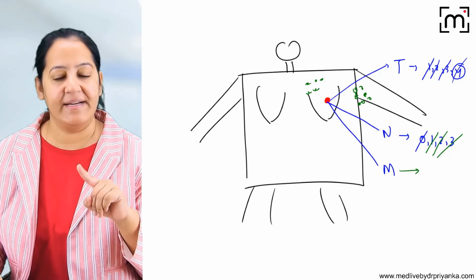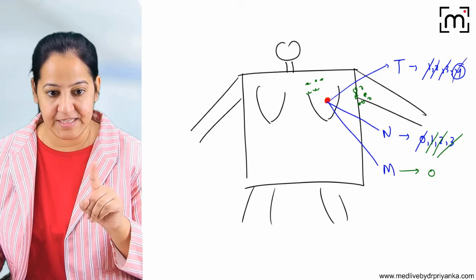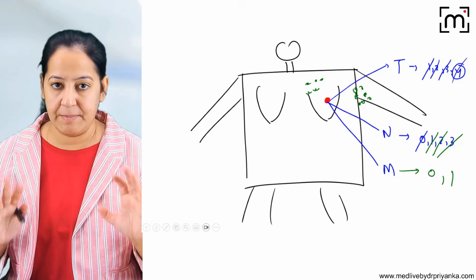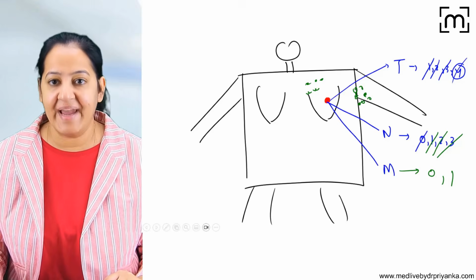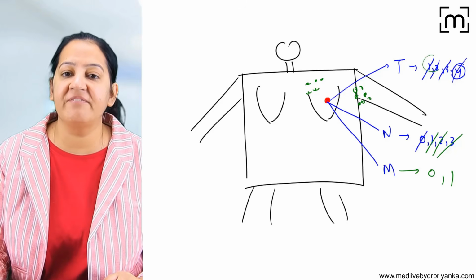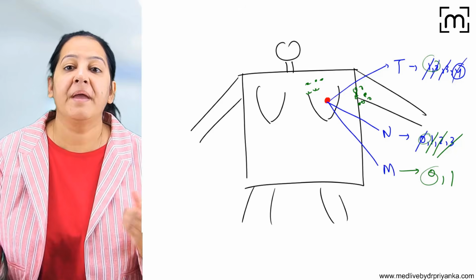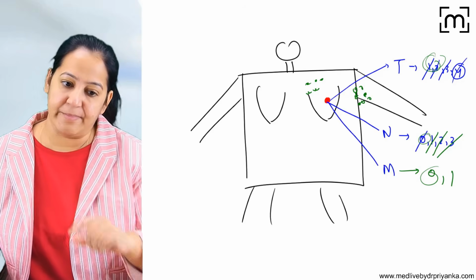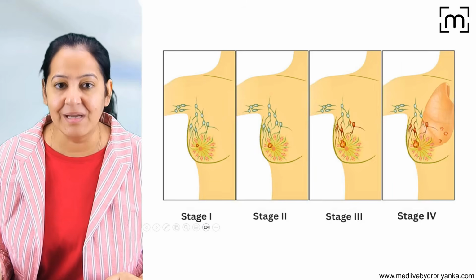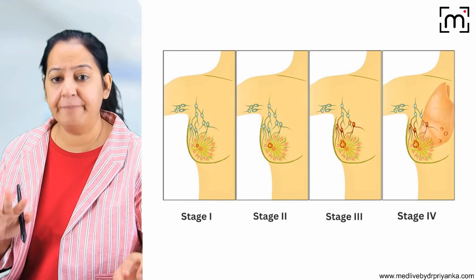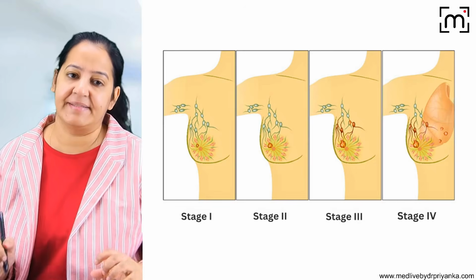And do a PET-CT and see whether mets is absent, M0, or mets is present, M1. So in the PET-CT, you will come to know that. Now there are various combinations. Maybe it's T1, N0, M0. Maybe T2, N1, M0. So various combinations are possible. So first have a look at the T, N, and M, and then decide the stage.